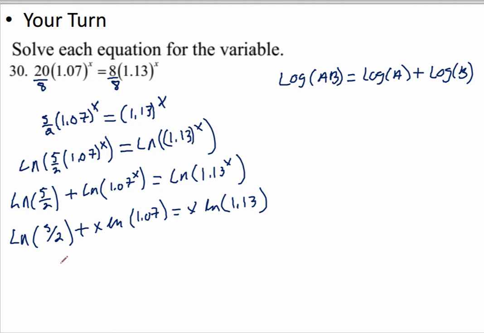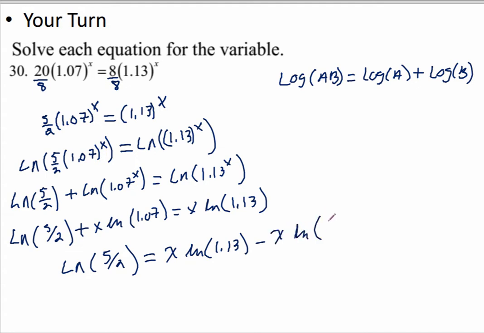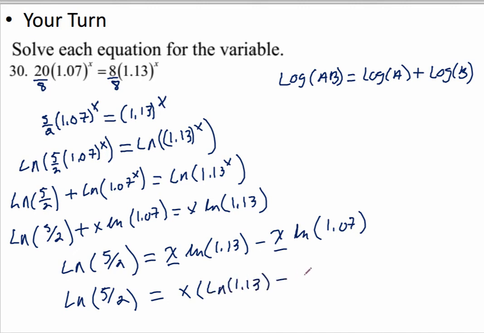All right, so now what? Let's get all the x's on one side, all the numbers on the other side, so let's subtract x ln of 1.07 from both sides. So that's ln of 5 halves is equal to x ln of 1.13 minus x ln of 1.07. Again, we have a common factor of x between these two terms. We're going to factor that out, and we get ln of 5 halves is equal to x times ln of 1.13 minus ln of 1.07. That's pulling out the common factor of x there.